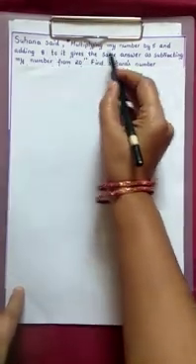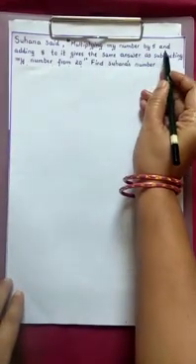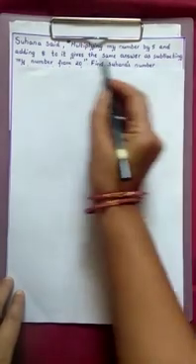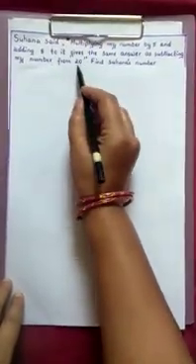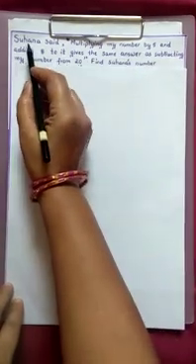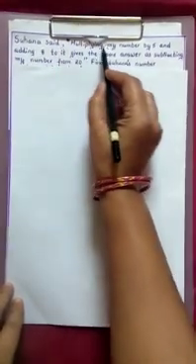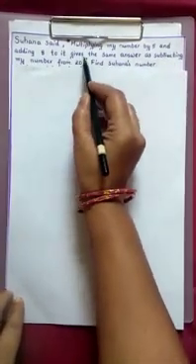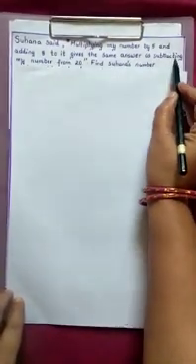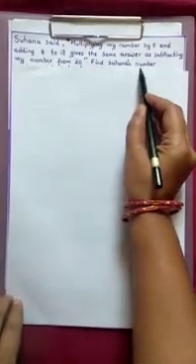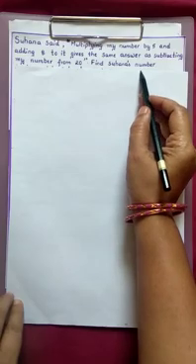Suhana said, multiplying my number by 5 and adding 8 to it gives the same answer as subtracting my number from 20. Find Suhana's number. Once again you see, Suhana said multiplying my number by 5 and adding 8 to it gives the same answer as subtracting my number from 20. So find Suhana's number. Children, do we know Suhana's number?